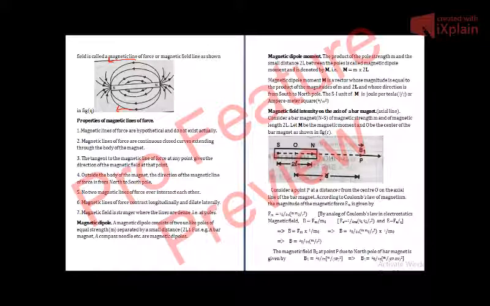For example, a bar magnet forms a magnetic dipole. A compass needle is an example of a magnetic dipole. Similarly, a dip needle or horseshoe magnet. There are so many examples which form a magnetic dipole. So what is a magnetic dipole? It consists of two poles of equal strength separated by a small distance.